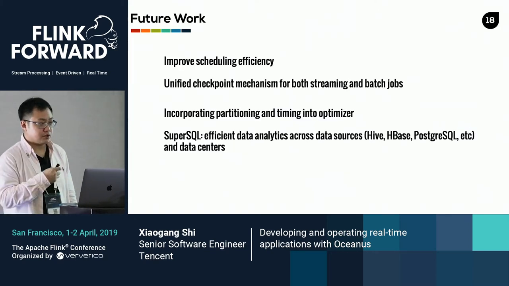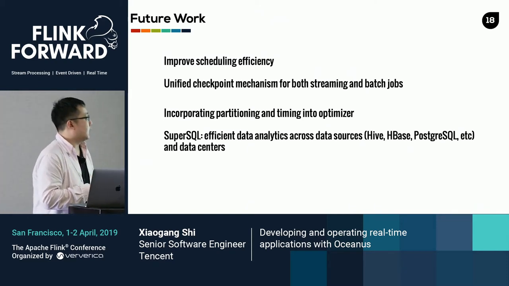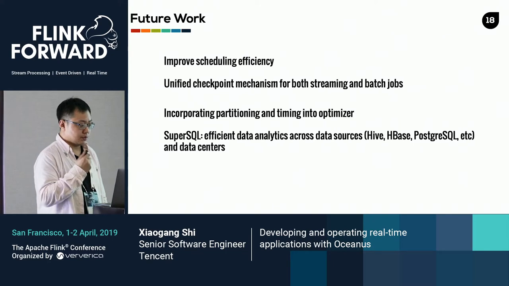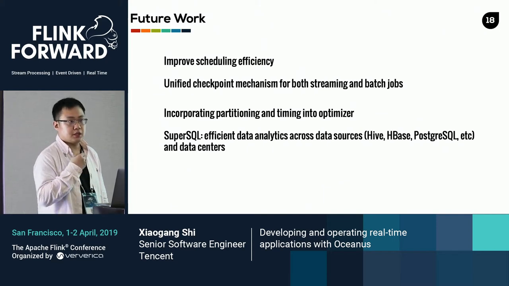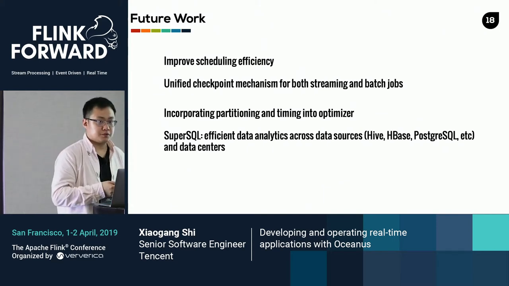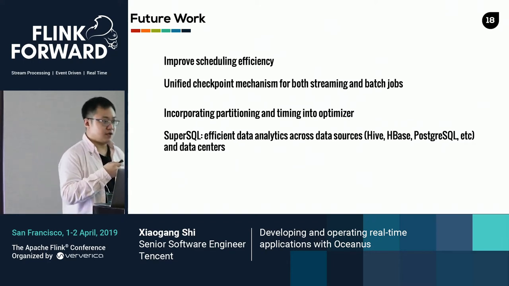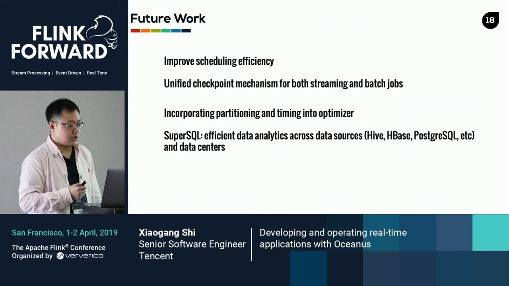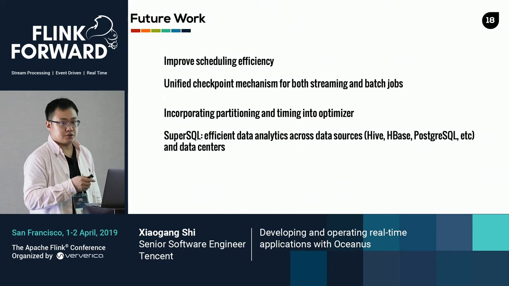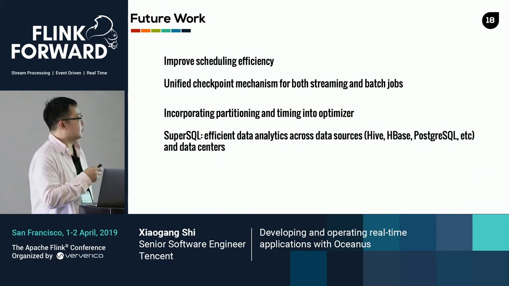In the future, we will continue our work to enhance the reliability and efficiency of Flink. The first thing we want to do is to improve the scaling efficiency, because currently the resource manager is single-threaded, and when the job is very large with thousands of tasks, the job will spend a lot of time scaling the tasks. So we are exploring a method to schedule tasks in a distributed and asynchronized manner.